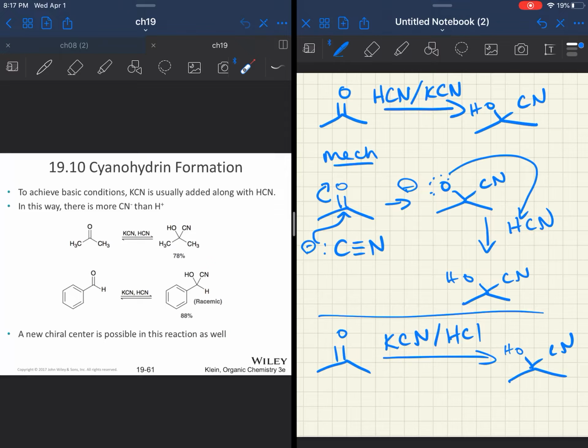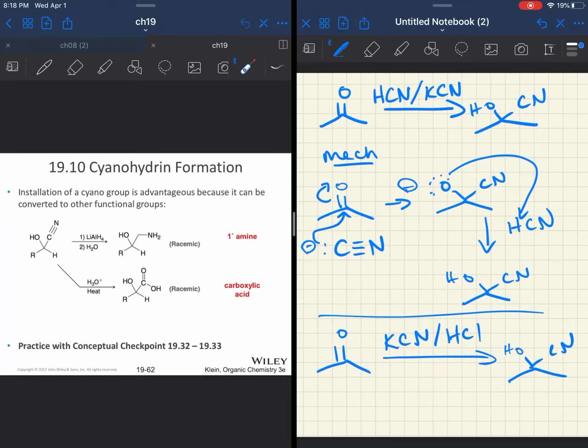Just like with Grignard, if you do get a chiral center, it will be racemic. That first step, you are attacking a flat carbonyl. So you could attack it from the front or the back, and so you'll get both enantiomers if, in fact, you are making a chiral center.